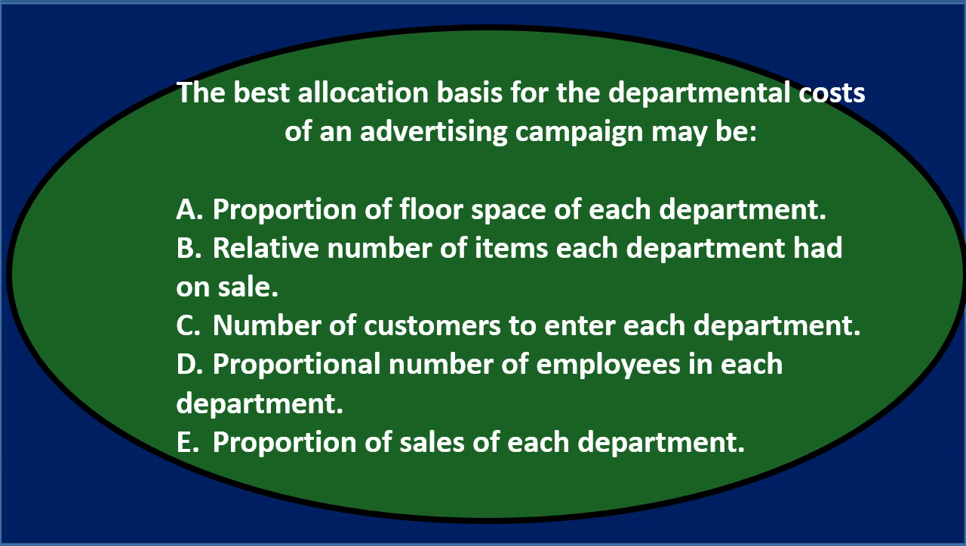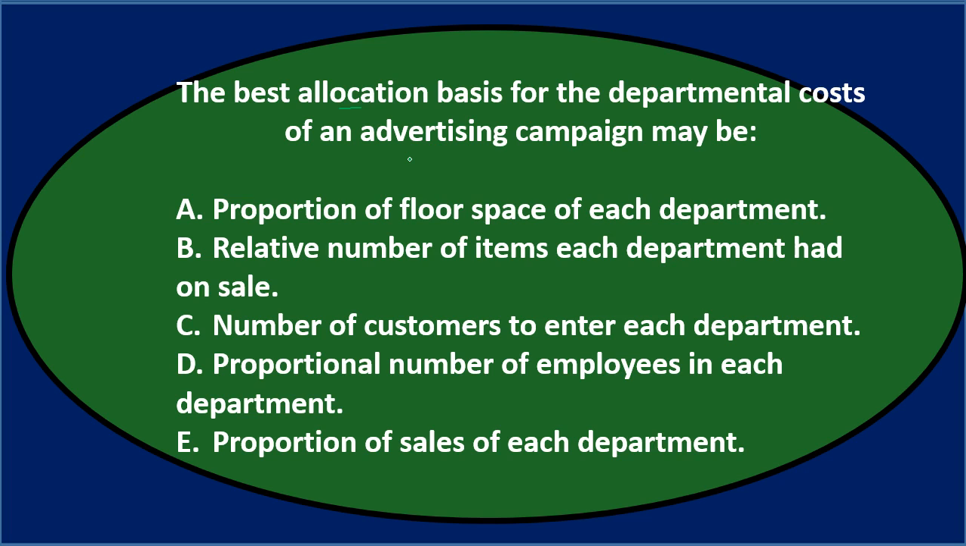The best allocation basis for the departmental costs of an advertising campaign may be. Okay, so key terms here, we've got the allocation basis. What are we then going to use in order to allocate the costs of an advertising campaign? So we have to assume then that this advertising campaign happened. It's going to need to be applied to multiple departments that are benefiting from it. So how are we going to apply this out?